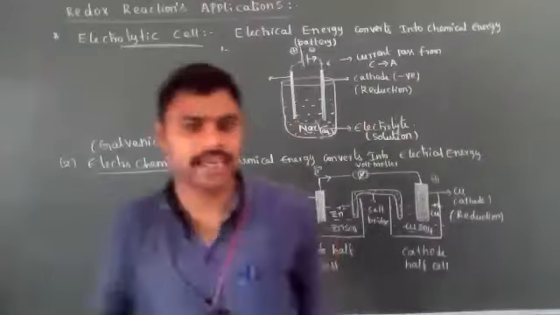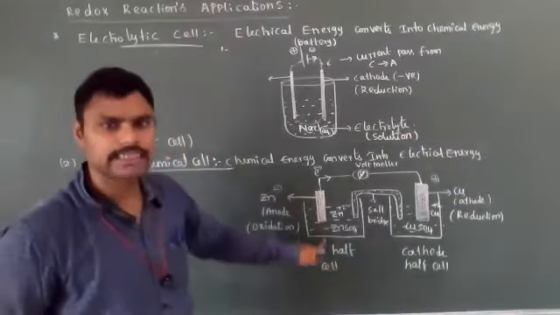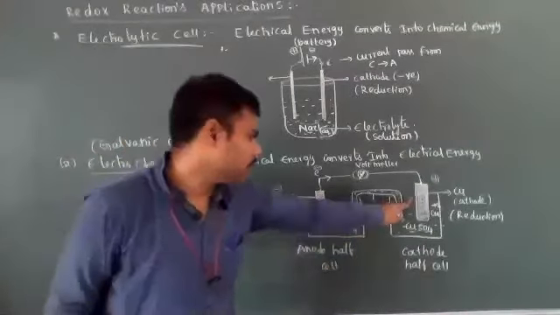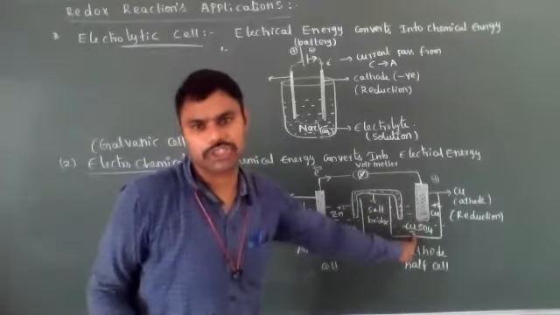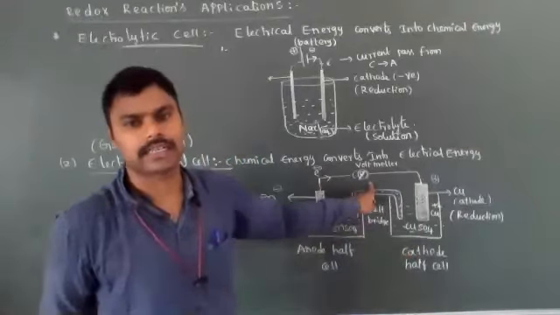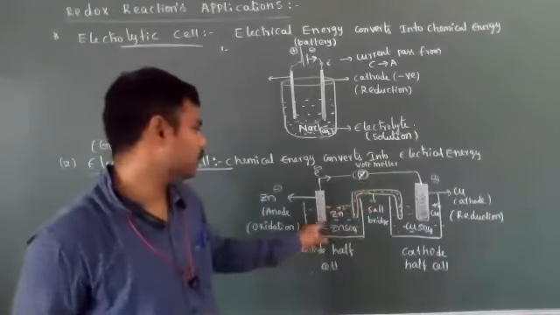See, in the anode half cell, I kept a zinc rod in zinc sulfate solution. In the cathode half cell, I kept a copper rod in copper sulfate solution. Both are connected by a wire and a voltmeter. Then after a few minutes, what happens now?